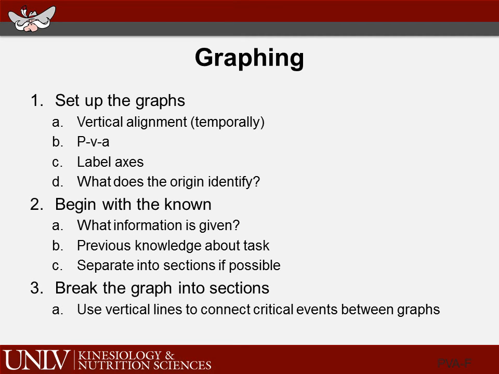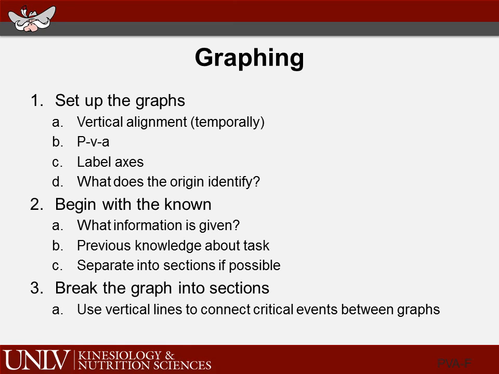And this goes from understanding how things work. So you always begin with the known. What information is given, your previous knowledge of the task, and then you separate it into sections if possible. So when somebody gives you something to do a PVA, and when you identify the motion of the knee during cycling, the center of mass motion during running, or the knee flexion during running, you need to know what's known and you need to know what's not known. That will help you in the process because it helps you chunk out the different phases.